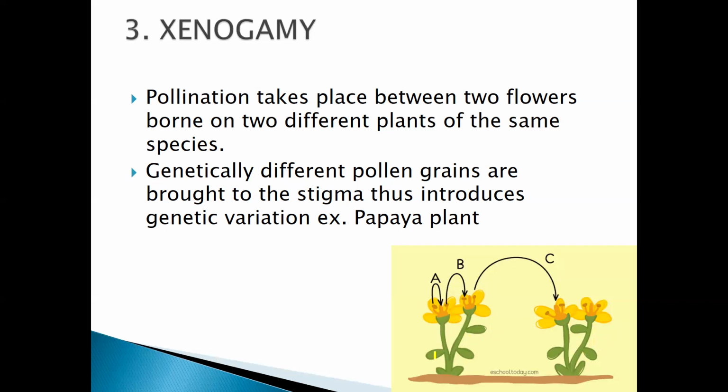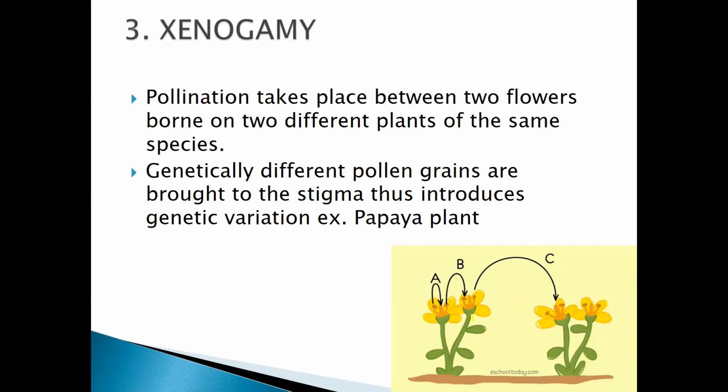Because the pollination is not taking place within the same plant. The pollination is that the transfer of the pollen grain is taking place between two different plants, but of the same species. That is the papaya plant. This is papaya plant 1, papaya plant 2. This is the example I have given you.